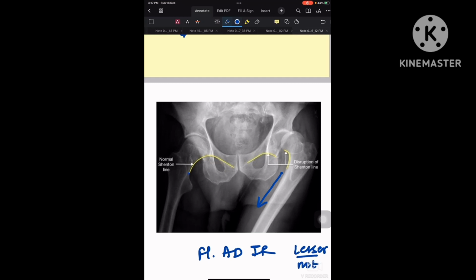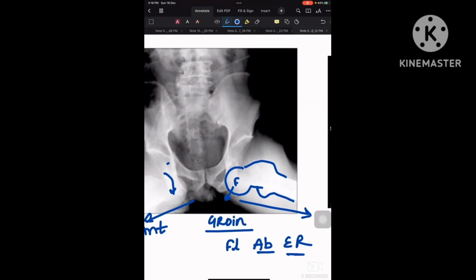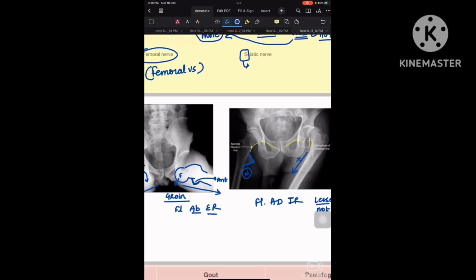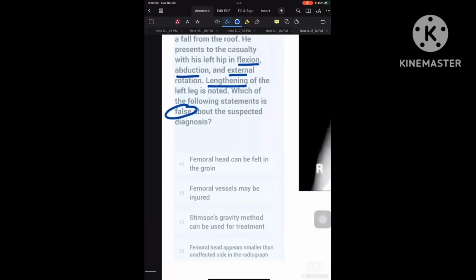See, this is the normal position where you can see the lesser trochanter. This is the normal limb. Whereas here, lesser trochanter you cannot make out. In this one, lesser trochanter is even more prominent, right? This is anterior dislocation. So these are the X-ray images of both dislocations, which is anterior and posterior dislocation of the hip joint. Now shall we solve this question?